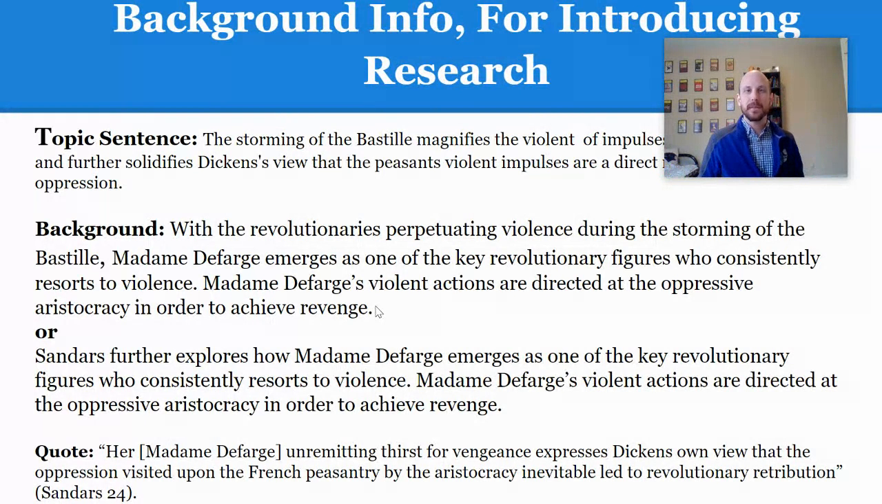So that's one piece of evidence using the background information I just read. It has the who, it has what's going on, it has where we are at in the story, a bit with the storming of the Bastille. Or you can also do Sanders as an author being introduced. So Sanders further explores how Madame Defarge emerges as one of the key revolutionary figures who consistently resorts to violence. And it continues on, giving context to the critical source quote.